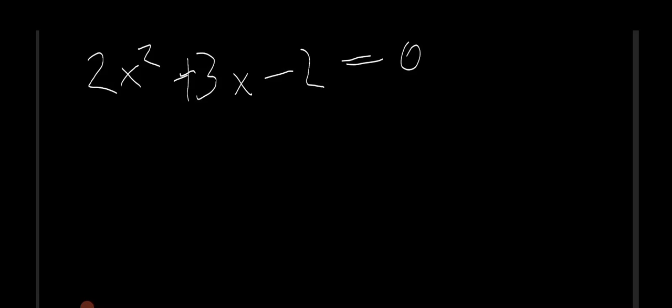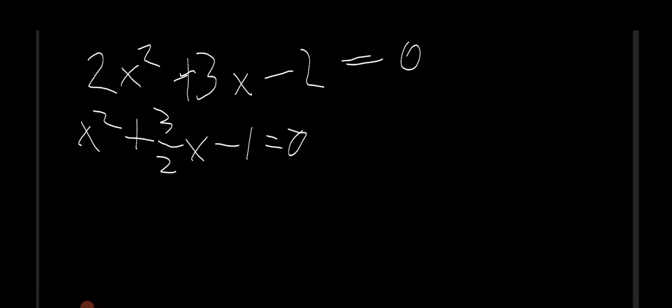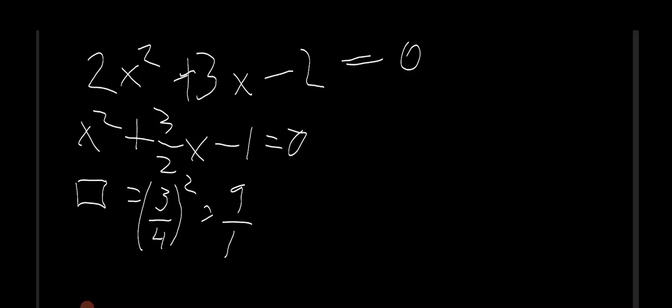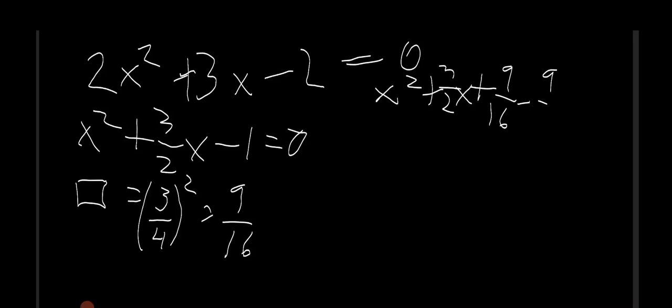Well, what if, before I start completing the square, I divide everything by 2? I would then get x squared plus 3 halves x minus 1 equals 0. That I can complete the square on, because all I have to do is say, well, my magic number is 3/4 squared. Well, that's 9/16. So I will have x squared plus 3 halves x plus 9/16 minus 9/16 minus 1 equals 0.